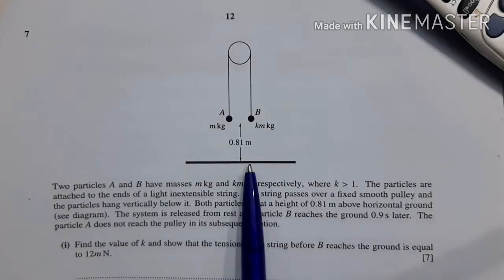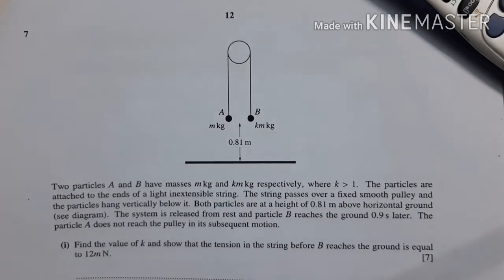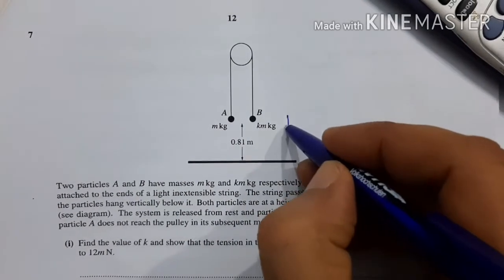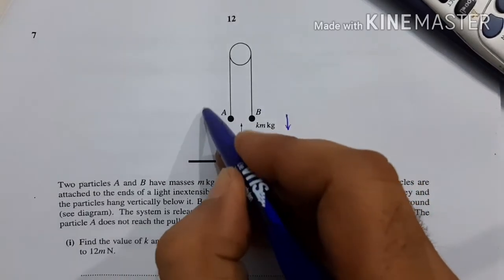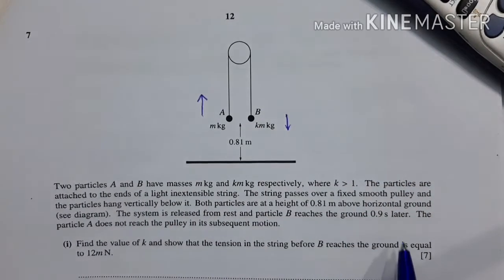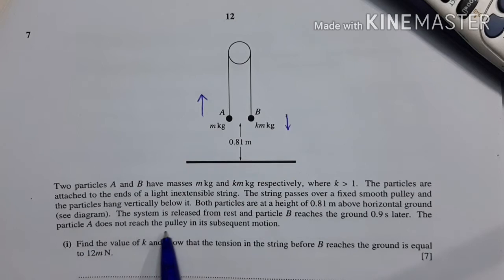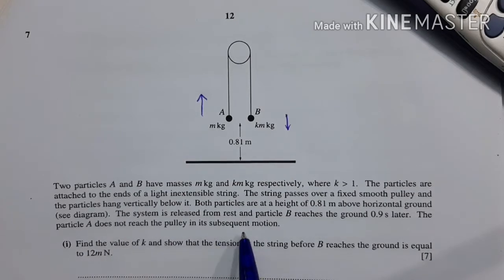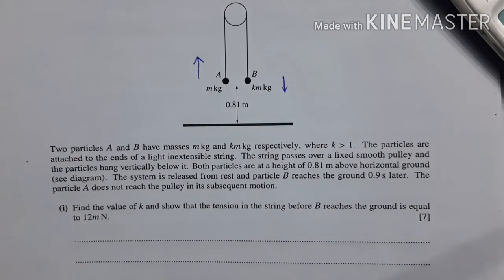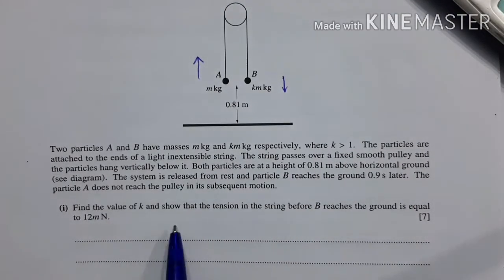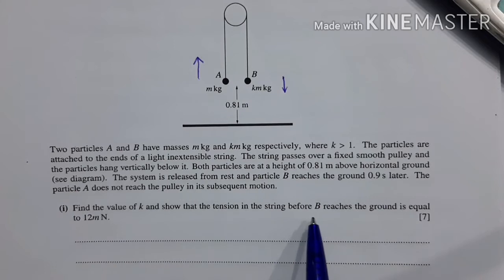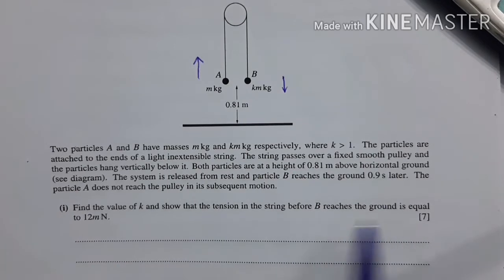So particle B will move downwards and particle A will move upward. The particle A does not reach the pulley in its subsequent motion. Find the value of k. We need to find two things: the value of k, and show that the tension in the string before B reaches the ground is equal to 12m Newton.